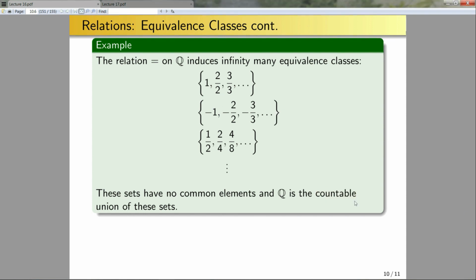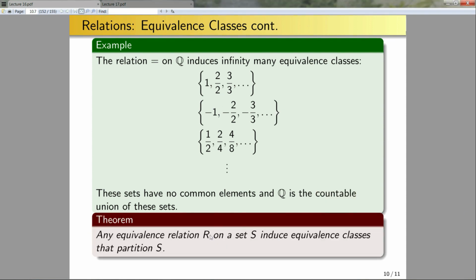Okay, so now let's give you a theorem. An equivalence relation R on a set S induces equivalence classes that partition S. So here I may or may not have a finite number of equivalence classes. It's generally more useful of a property when I have finitely many equivalence classes. And these equivalence classes could only contain one element. For instance, the equals operation on Z, each class would only contain a single integer. So that is it for equivalence classes.